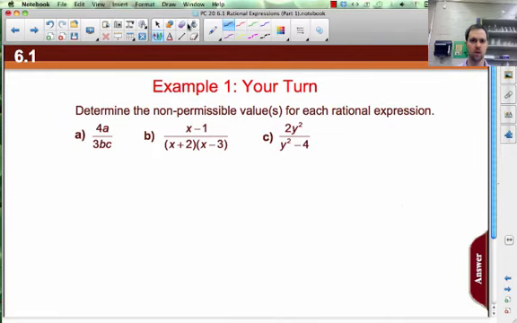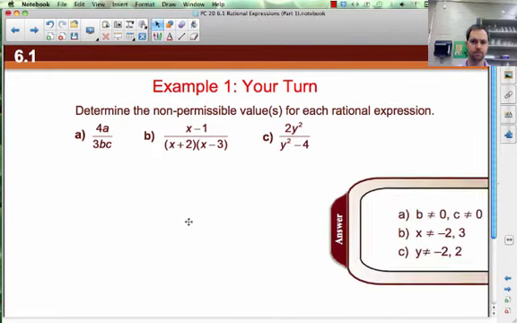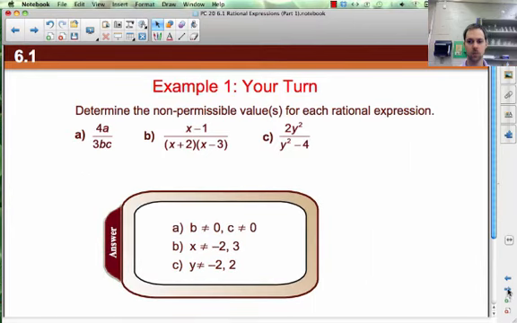Let's go ahead and do the your turn, hit pause, finish up. The answers will be here when you get back. There you go.